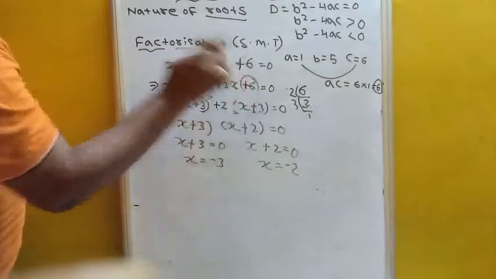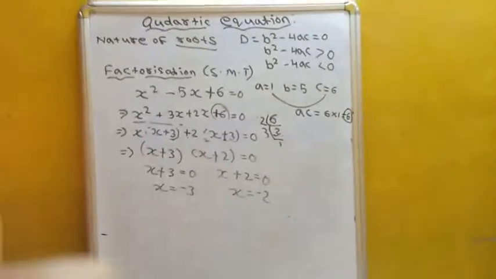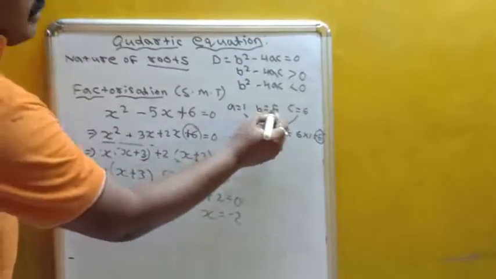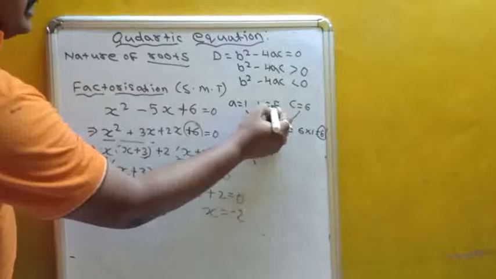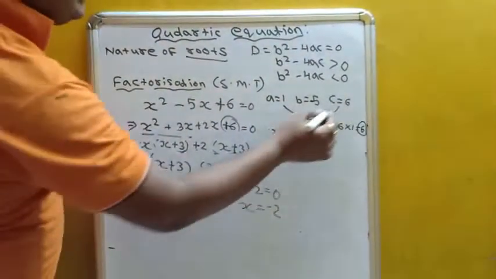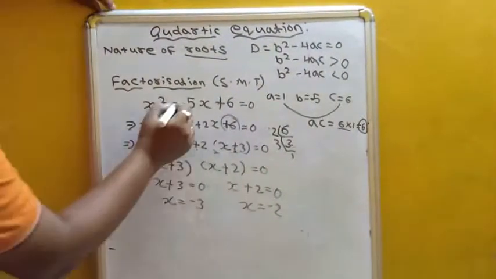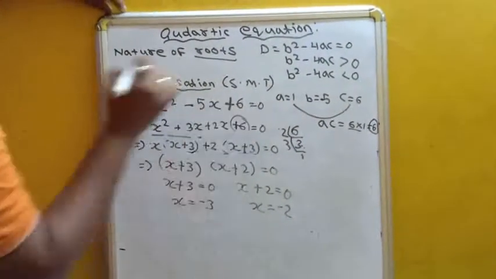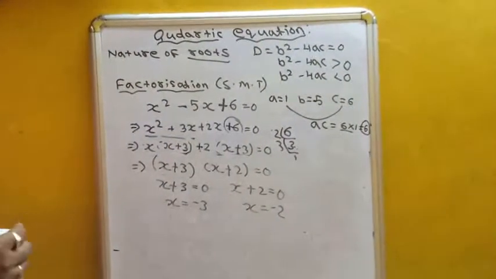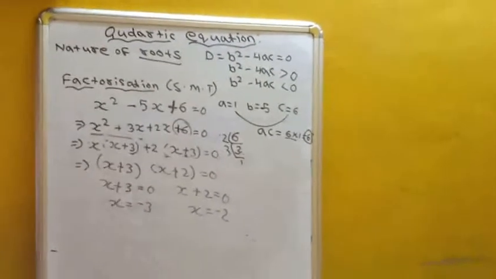Minus 5, but here it is written plus 6 only. So when you add the numbers, what will you get? Minus 5 as the sum. And when you multiply the numbers, what will you get? Only 6. So what do you have to do? First, here minus is written, here plus is written. You know that when you multiply two negative numbers, you will get the result equal to plus.